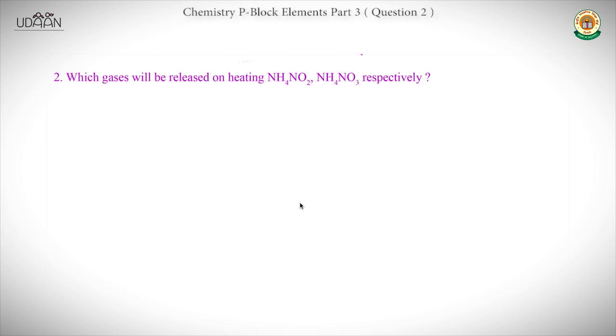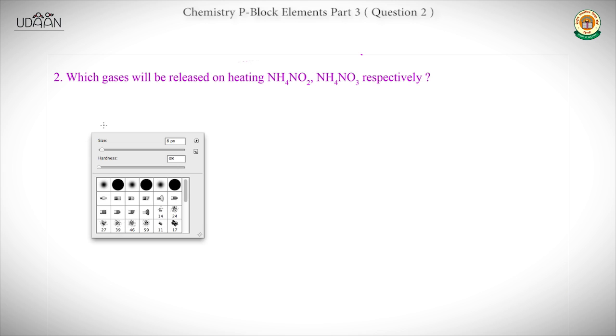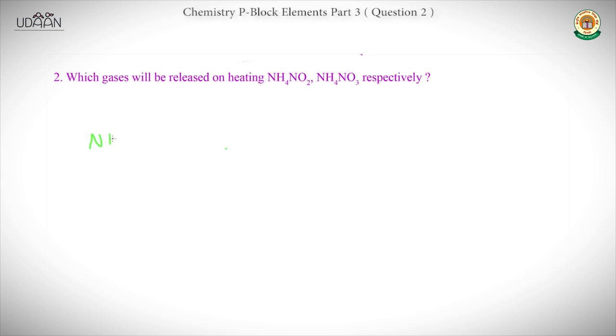Okay Sohail, let's try solving this question in which you have to find the gaseous product released on heating ammonium nitrite and ammonium nitrate. So here I am introducing some new concept. Whenever the cationic and anionic part are both nitrogenous, here we can see ammonium nitrite, NH4 plus and NO2 minus.